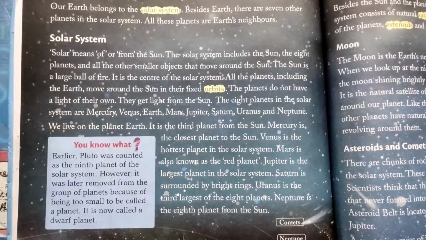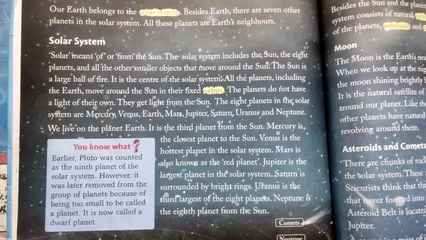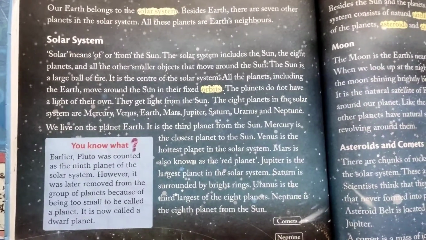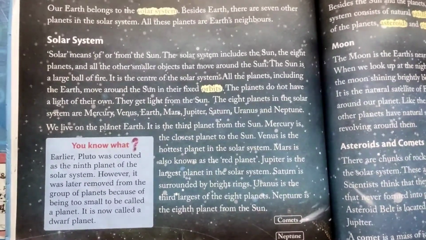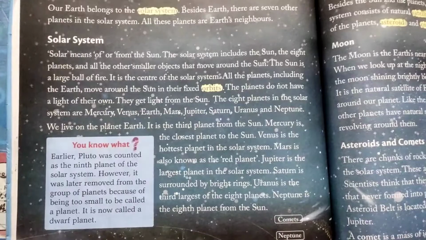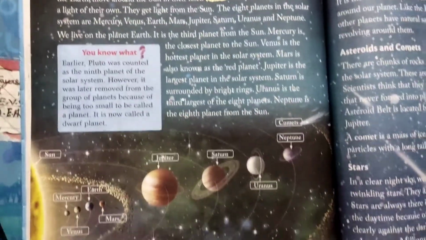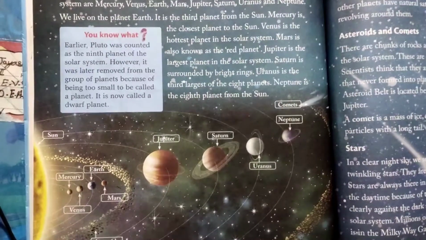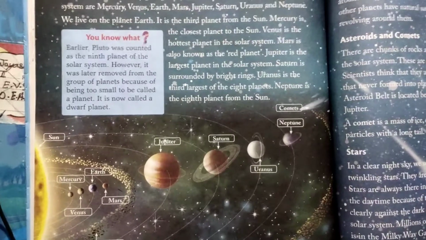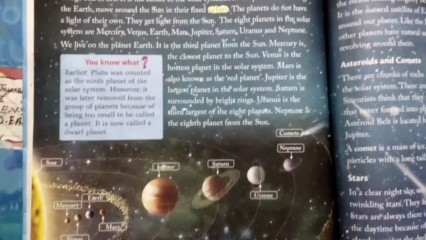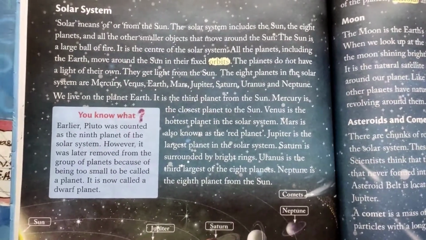So students, here we can see the first topic is the solar system. Earth also belongs to the solar system. Earth is one of the planets of the solar system. Solar here means of or from the sun. As you can see in the diagram of the solar system, the sun is in the center and all the planets revolve around the sun. Earth is also one of the planets, and it also revolves around the sun.